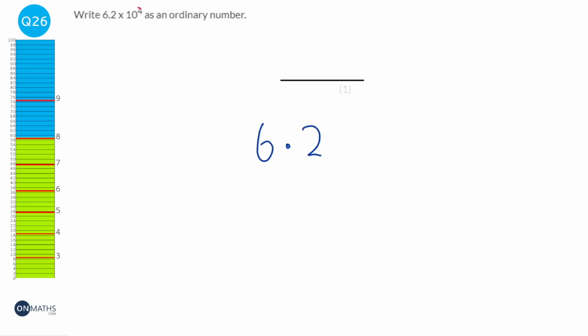First thing to point out is we look at the power. If it's positive, it means that our ordinary number is going to be a big number. If it's negative, it means it's going to be a very small number. Since this is positive, we know it's going to be a big number. So we're going to do 4 jumps, because there's a power of 4, to the right to make it a big number. So 1, 2, 3, 4. So the decimal point is going to be here.